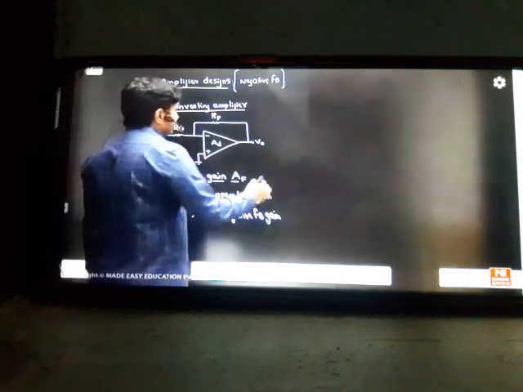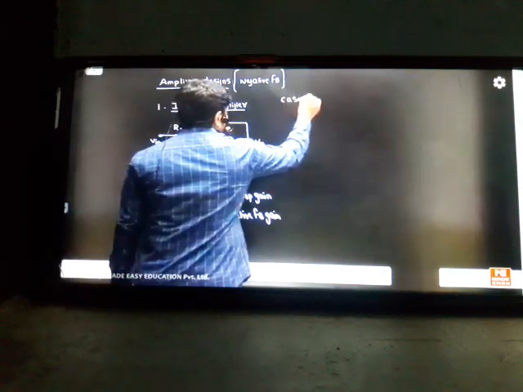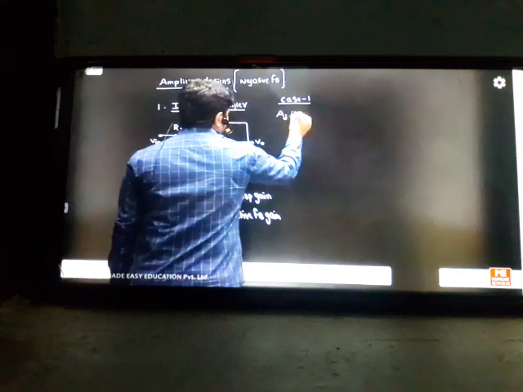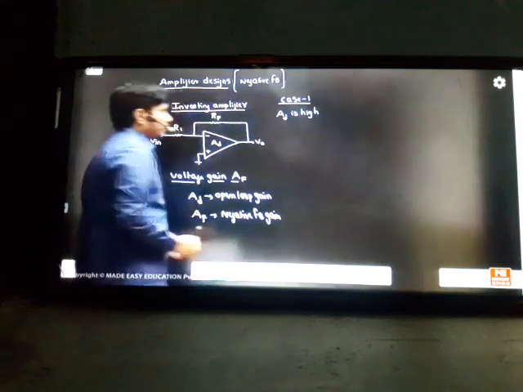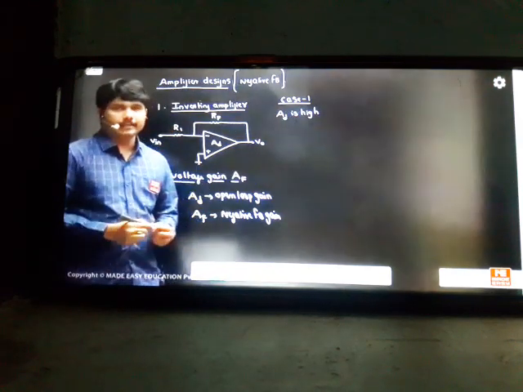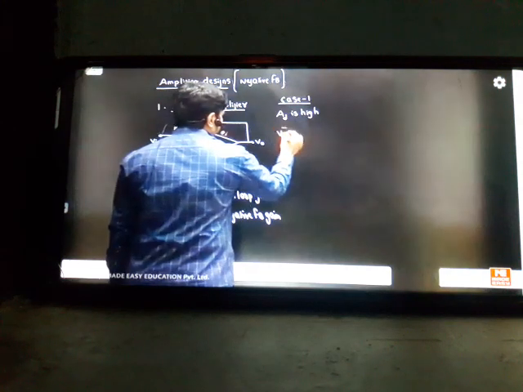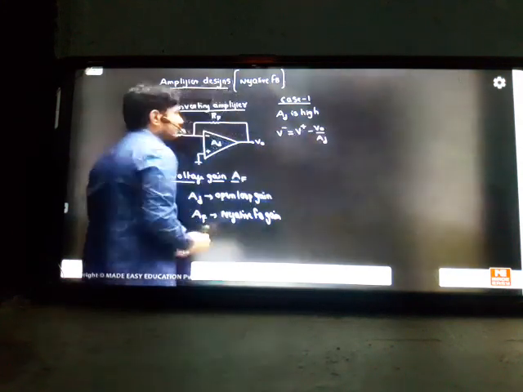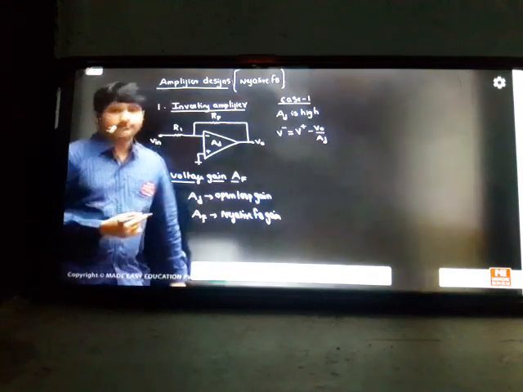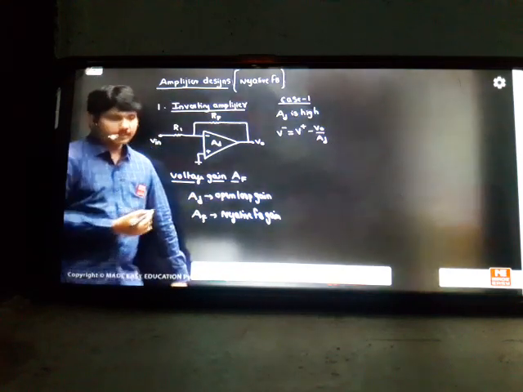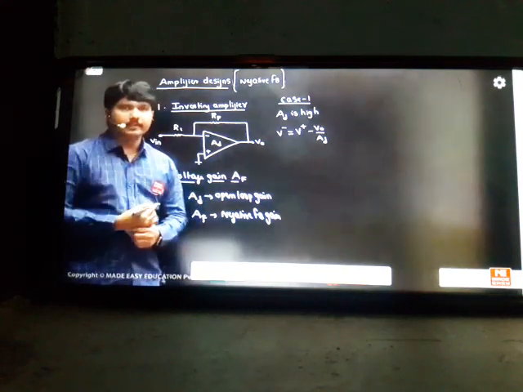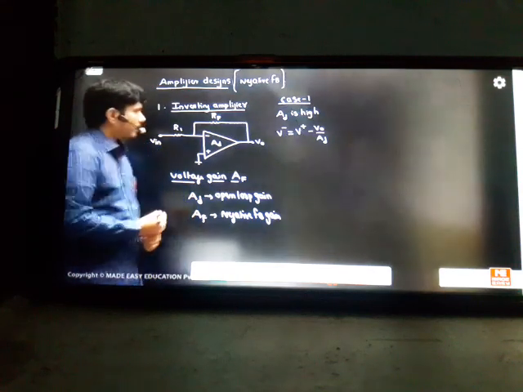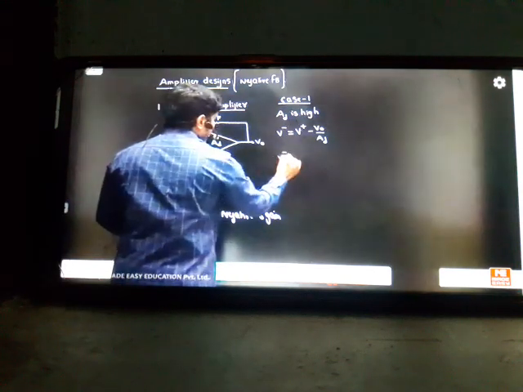Now we can do two cases. Case 1: suppose your AD is high in the amplifier. There are two cases, AD can be low, AD can be high. AD is high. Then the principle here is V minus equals V plus minus V naught by AD. This is the V minus in negative feedback. This formula is very important from now onwards. I got this formula in the previous topic, where I investigated that V minus is V plus minus V naught by AD. As we said AD is high here, V minus we can write as V plus.